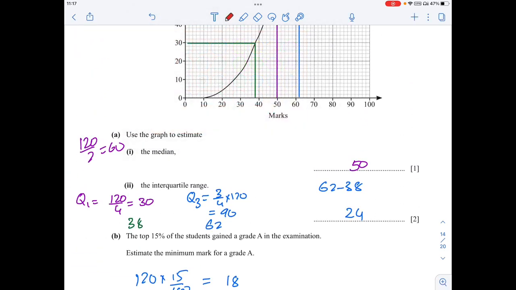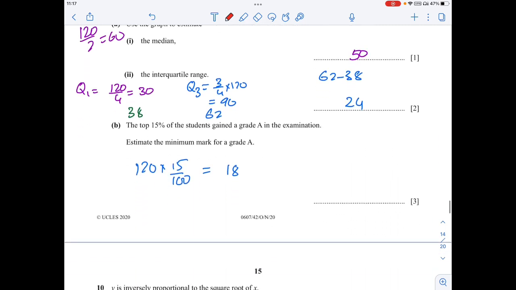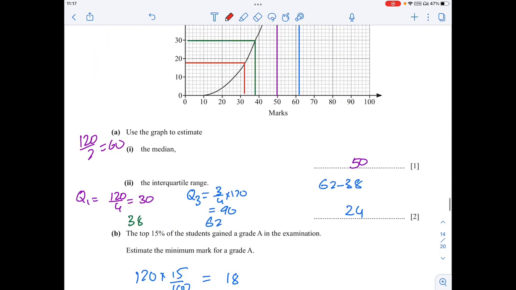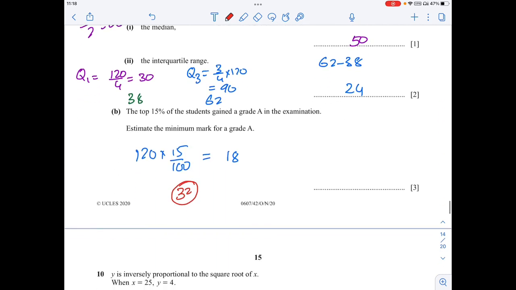From 18, draw the line, hit the graph, and drop it down. So it's 32. But the remaining marks are the ones which the top 15% of students have got, so it is 100 minus 32, which is going to be 68. So the minimum mark was 32. 100 minus 32 is 68.